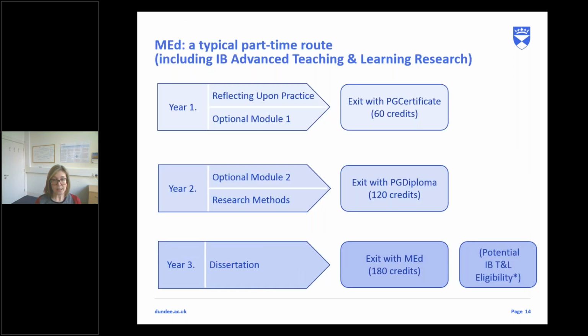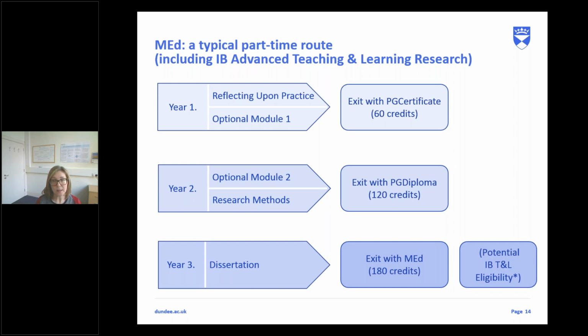Okay, so I'm going to just take you through a couple of examples. One of these is a typical part-time route. This is working towards the IB Advanced Teaching and Learning Research, where you are coming in and you don't have any credit exemption. We do offer credit exemption, and that will impact on some of the options that you have, but we will be able to advise you on this.